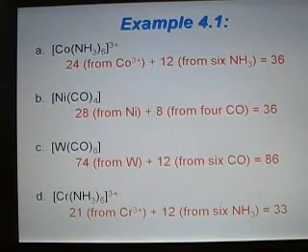For Ni(CO)4, nickel is metallic nickel here, so it has 28 electrons. And each CO contributes 2 electrons to the bond, so 4 times 2 is 8. 28 plus 8 is 36 electrons.